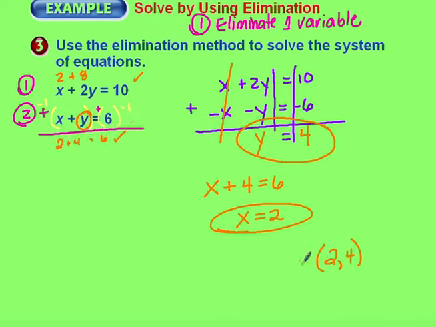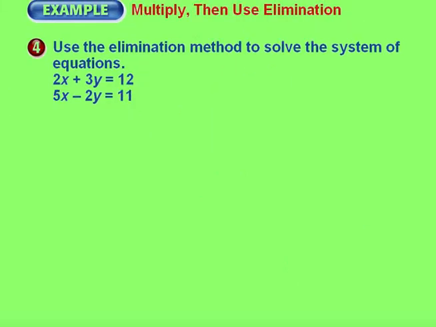So it checks. So I have a consistent and an independent solution. All right, let's look at another example using elimination.